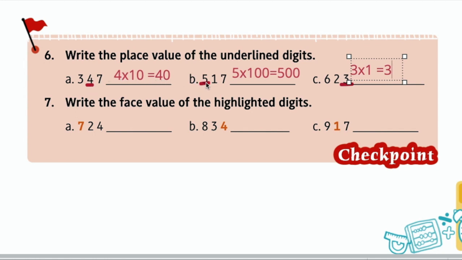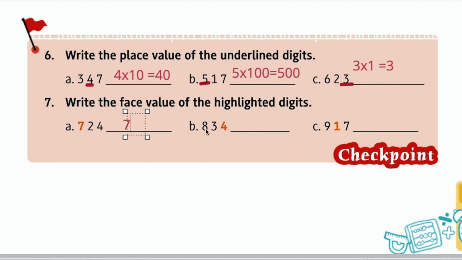Here they have underlined 5. The value of 5 is 100. So, 5 into 100 is 500. Here they have underlined 3, which is in ones position. So, 3 into 1 is 3. Seventh one, write the face value of the highlighted digit. Here they have highlighted 7. 7 is in hundreds place, but in face value you have to write the digit itself.